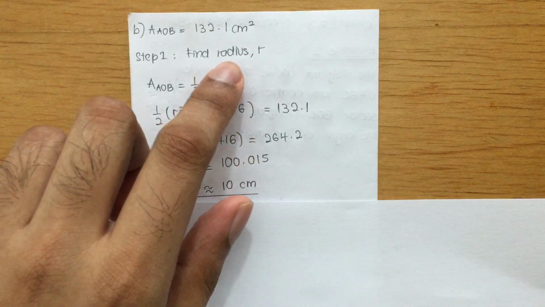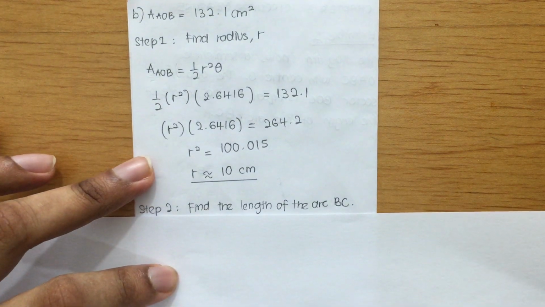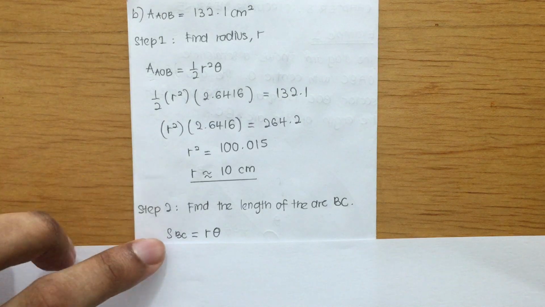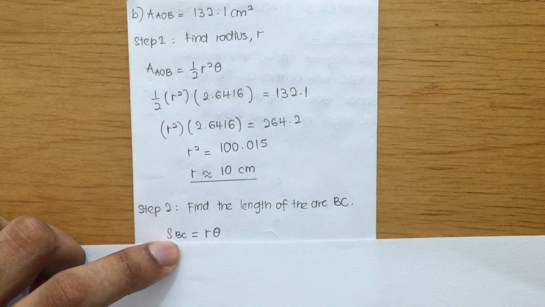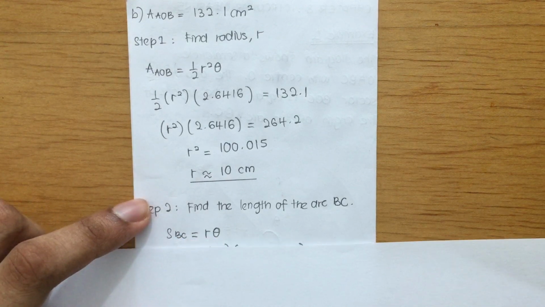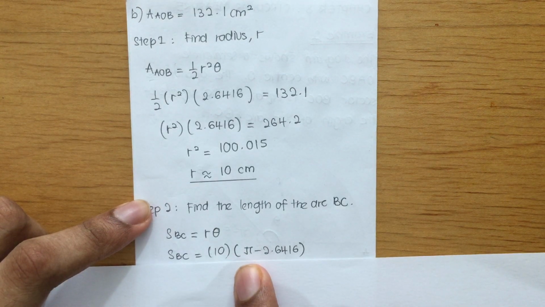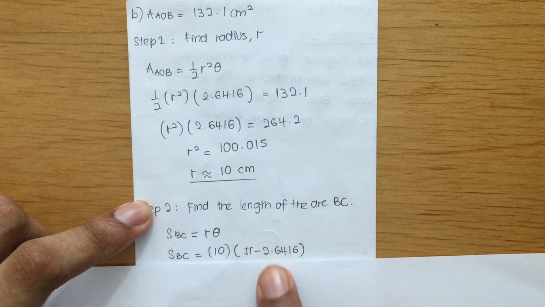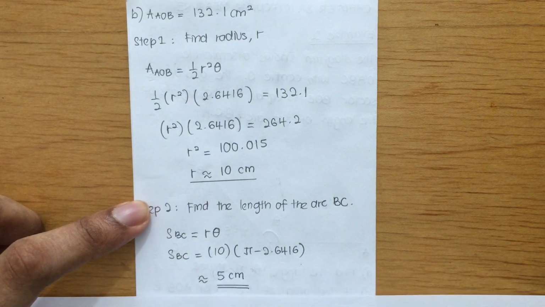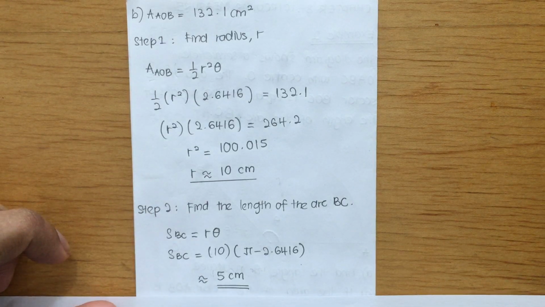Once we have found the radius, now we can proceed to find the length of the arc BC. Okay, so the formula of length of the arc is s equals to r theta. In this case, the length of the arc BC equals to r theta. The r we have already found, which is 10 centimeter. And then the theta, we're going to use pi minus 2.6416, which you already found in question A. We minus it from the pi over here. So you key in the calculator, you should get your answer approximately 5 centimeter, guys. So this will be your final answer for the length of the arc BC.